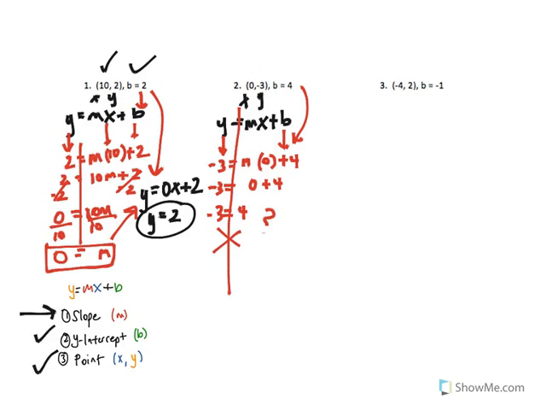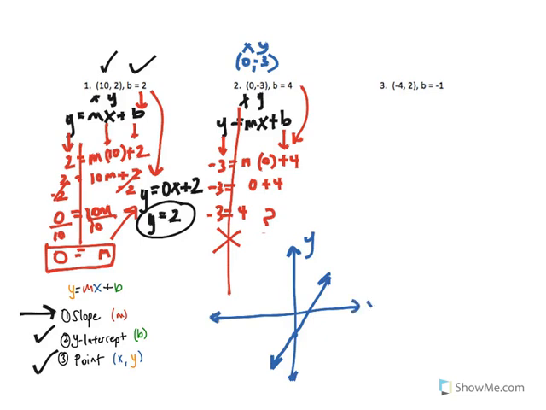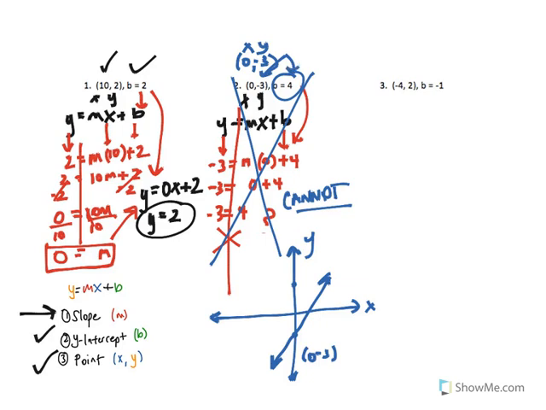Look at this point here. We know that 0, negative 3 means when x equals 0, y equals negative 3. That means when x is 0, y is negative 3. So this line will cross the y-axis at the point 0, negative 3. Therefore, the y-intercept can't possibly be positive 4. This whole thing doesn't work. We cannot write the equation of the line that passes through this point and has a y-intercept of this one.